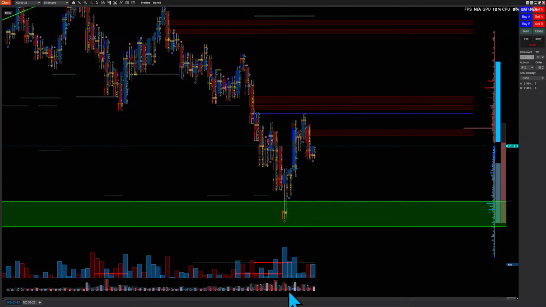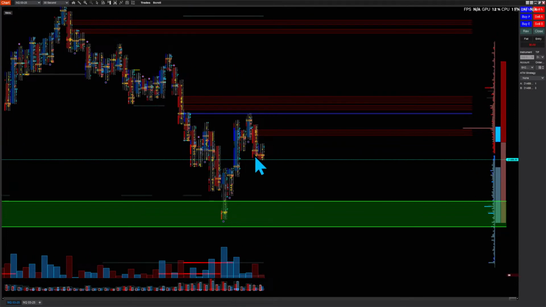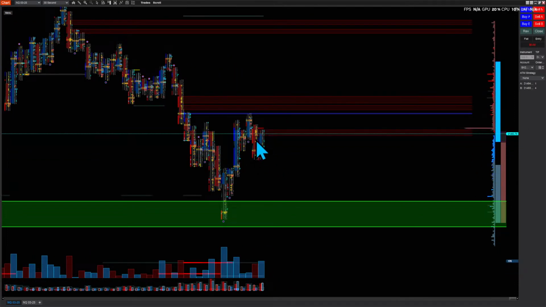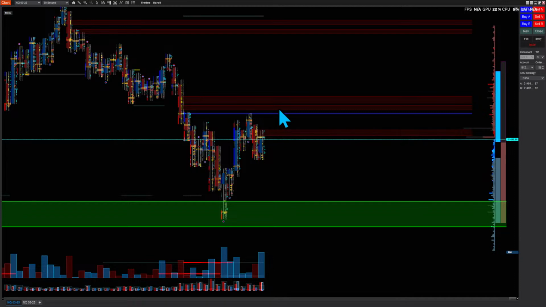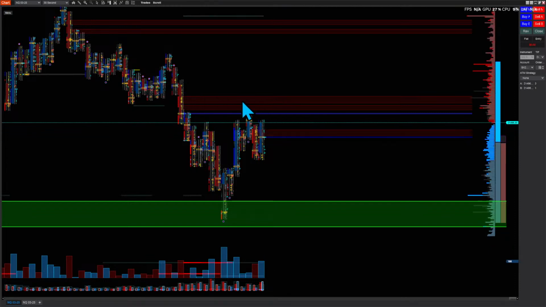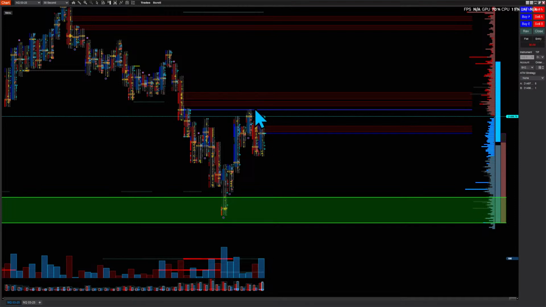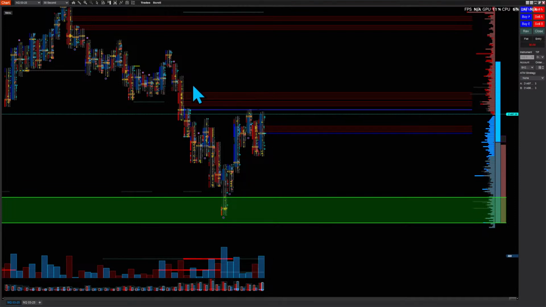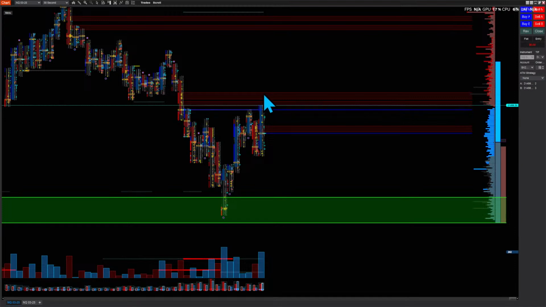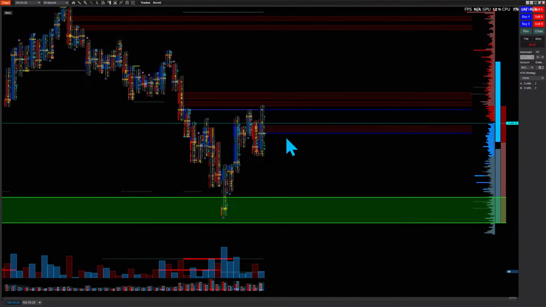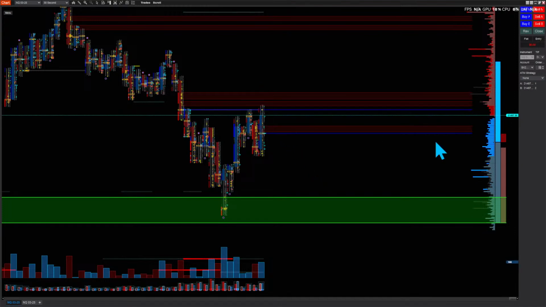Okay, now you can see that the imbalance zones play the resistance. And we can still probably go and touch some of the insufficiencies in these two zones, and then go down. The higher this price goes, the better the starting point for my positions will be. Boom, we touch these insufficiencies.